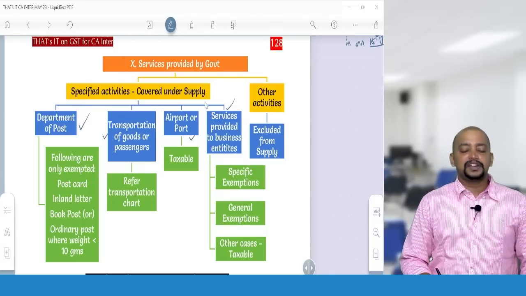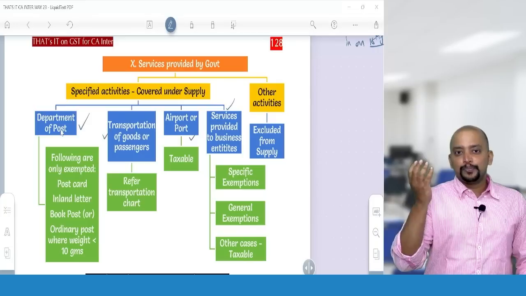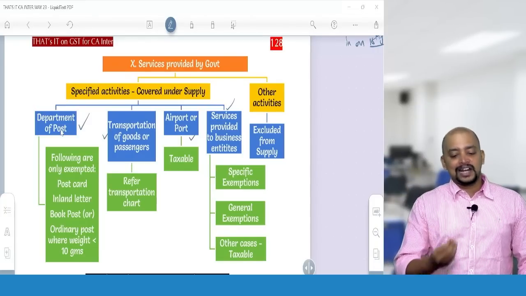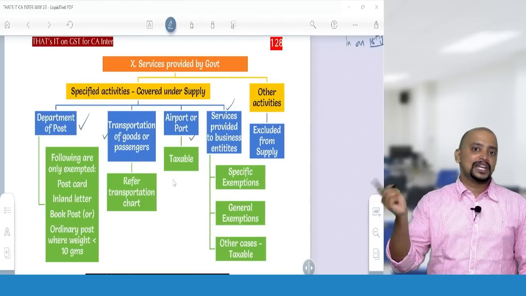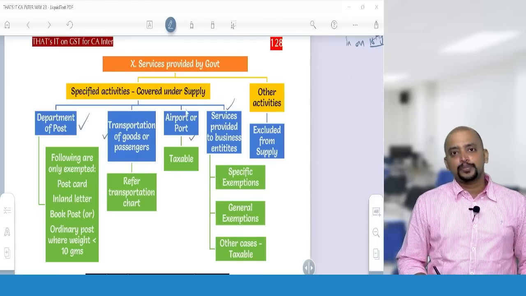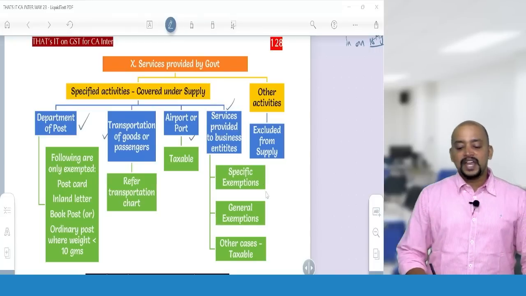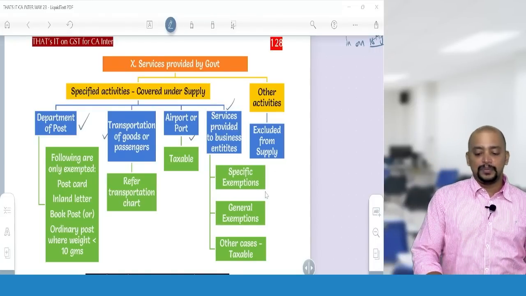In those 4 activities also, with respect to Department of Post, what is exempted? Postcard, inland letter or any envelope where the weight is less than 10 grams will be exempted. Then for transportation of goods or passengers, we need to check the transportation service. Airport or port service is fully taxable. For services to business entities, we have some specific exemptions and general exemptions. In other cases, it will be taxable.